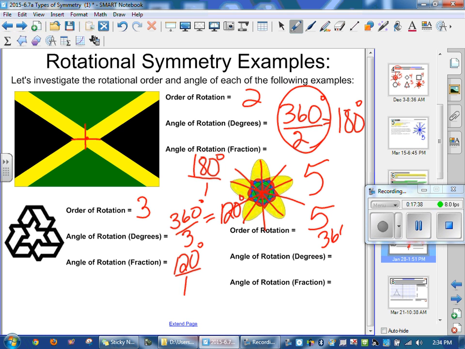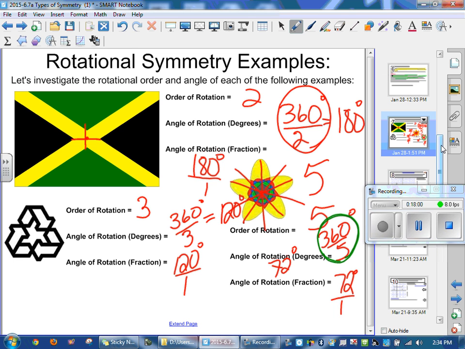Now we get 360 divided by 5. What's our rotational angle? 72 degrees. So as a fraction, we would say 72 over 1. Okay? Now, a lot of people might read the fraction like this. Do we ever read fractions that are not reduced? No, we don't. We always reduce our fractions.